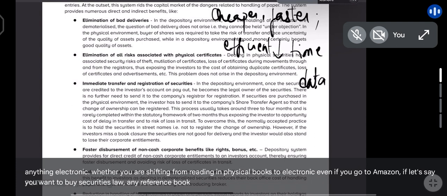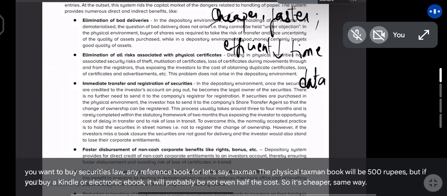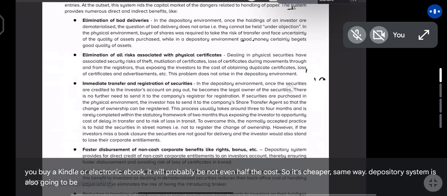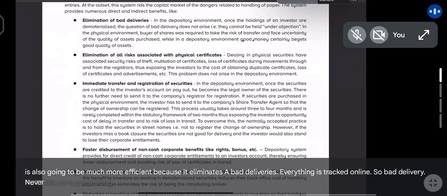Whether you are shifting from reading physical books to electronic, even if you go to Amazon, if, let's say, you want to buy securities law, any reference book for, let's say, Taxmann, the physical Taxmann book will be 500 rupees. But if you buy a Kindle or an electronic ebook, it will probably be not even half the cost. So it's cheaper. Same way, the depository system is also going to be much more efficient because it eliminates bad deliveries. Everything is tracked online, so bad delivery never happens. Every buyer will receive the delivery on time.